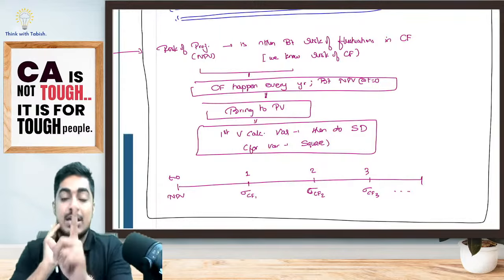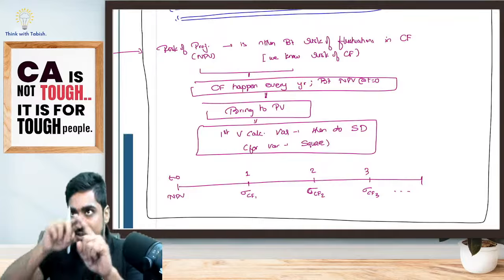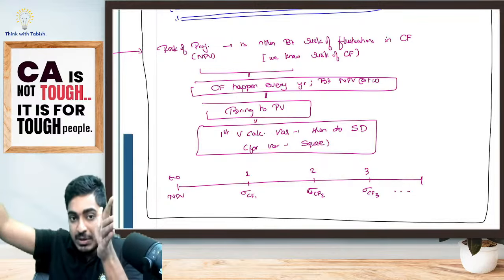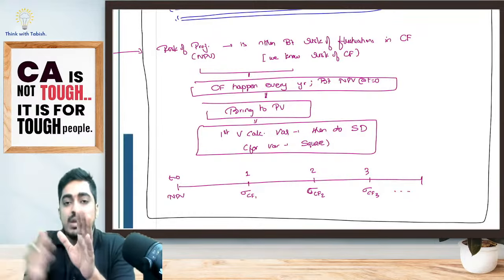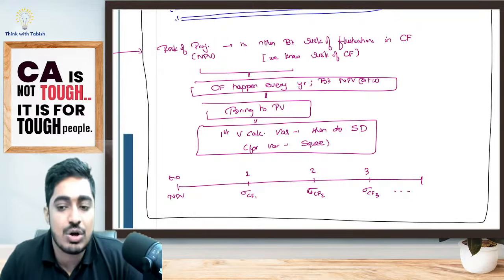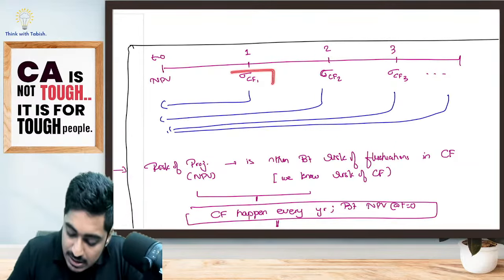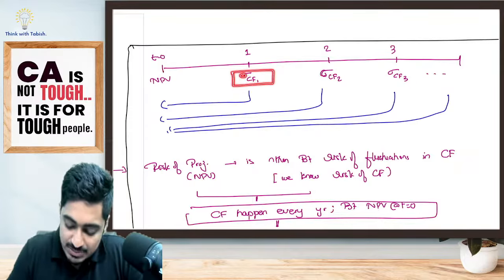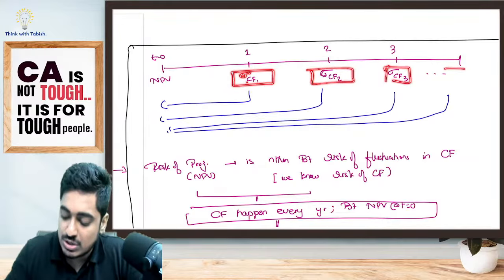But wait. Now, cash flow is happening every year. Year 1 cash flow, year 2 cash flow, year 3 cash flow, year 4 cash flow. NPV is at T0. That means what I'll have to do? I will have to bring it to present value. Yes or no, everyone? Simple. Look at this. Cash flow of first year, I know the risk. That is, I know sigma, standard deviation of first year cash flow, standard deviation of second year cash flow, third year, so on and so forth.